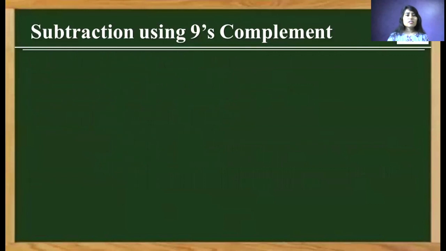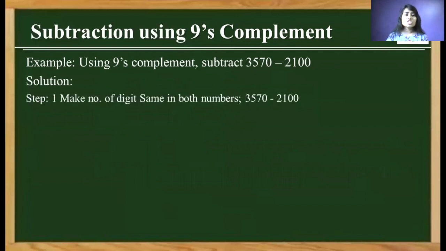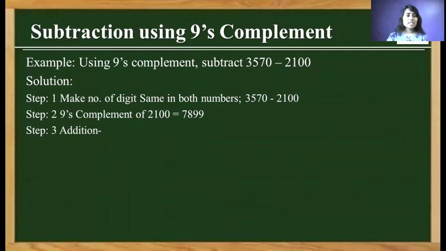Subtraction using 9's complement. Using 9's complement, perform this subtraction. So first, make the number of digits the same in both numbers. Then calculate 9's complement of 2100. So here we have the 9's complement of this 2100 is 7899. Now after calculating 9's complement, perform addition.